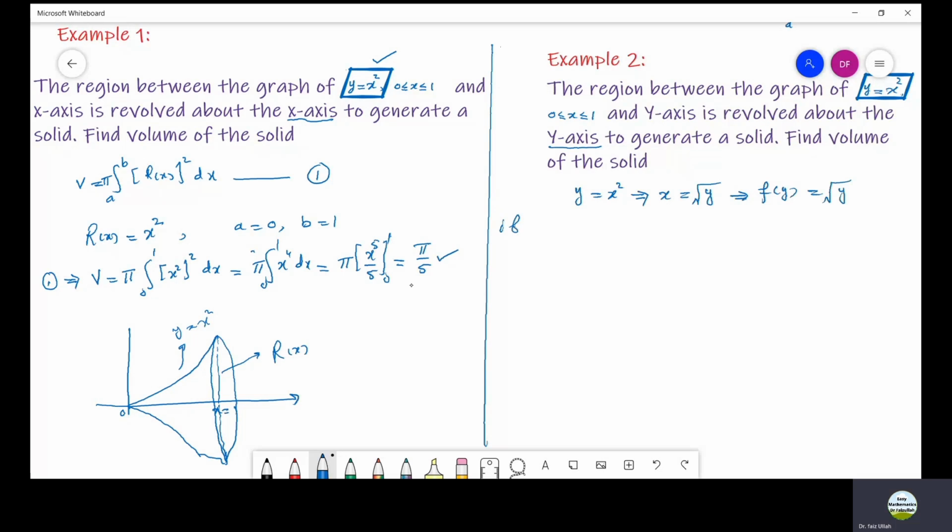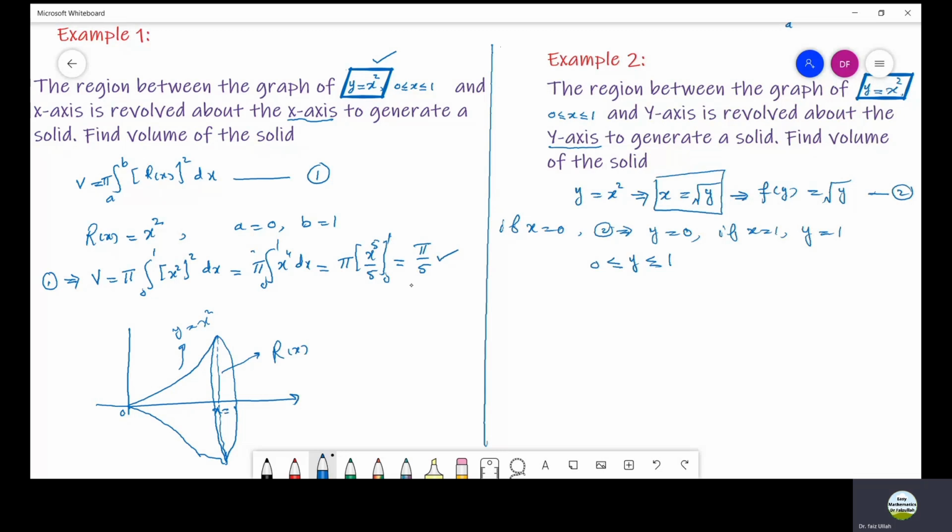Now let us say this is equation number 2. Then from 2 putting x is equal to 0, look at here, this is x is equal to y under the root. So putting x 0, we get y is equal to 0. And if we put x is equal to 1, we get y is equal to 1. So the limits of y can be written as from 0 to 1.